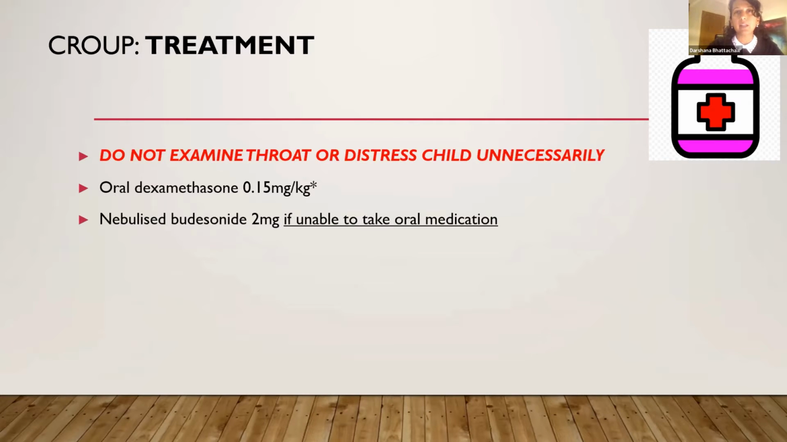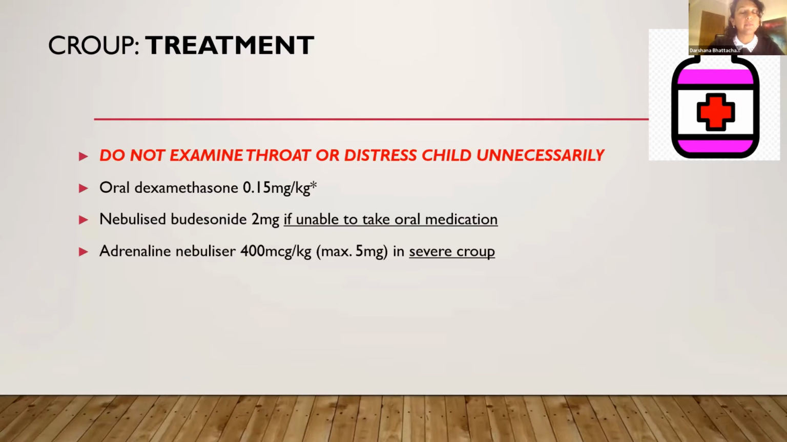If you have a child that is unable to take oral medication because they're so unwell or because they're coughing a lot and vomiting, then if you have access to something called nebulized budesonide, you can give a 2 milligram ampule of that. And that is also a type of corticosteroid that does help and has a similar kind of length of action as Dex. So usually it is effective in a couple of hours.